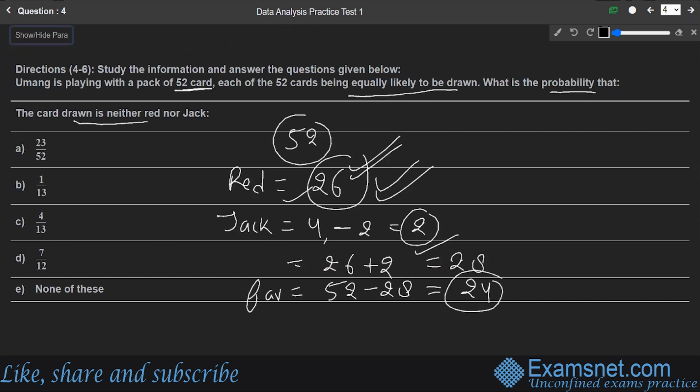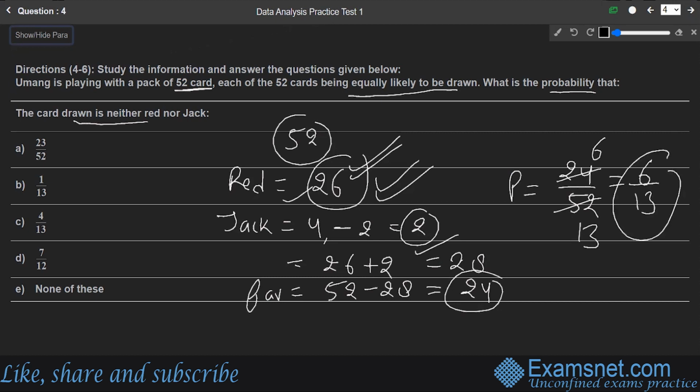Total number of cards are 52. So the probability simply becomes what? Probability simply becomes 24 by 52. If we simplify this, this number can be cut by 4. 4 sixes are 24 and 4 thirteens are 52. So it's coming out to be 6 by 13. This 6 by 13 is not available in the options. So the answer becomes simply none of these.